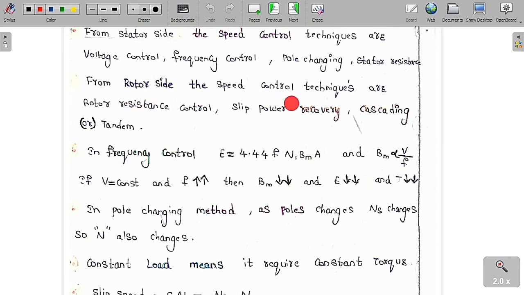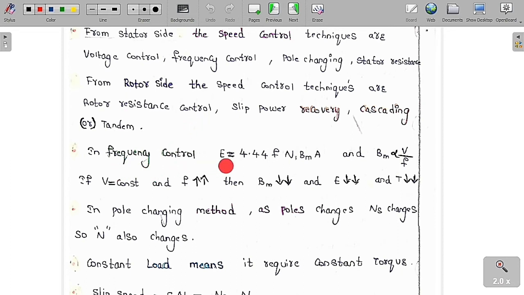From the rotor side, the speed control techniques are rotor resistance control. I have already told you, whenever you change the rotor resistance, torque changes, so speed changes. Then slip power recovery and the cascading or tandem. So these are the three methods from the rotor side to control the speed. So 4 methods from the stator and 3 methods from the rotor.